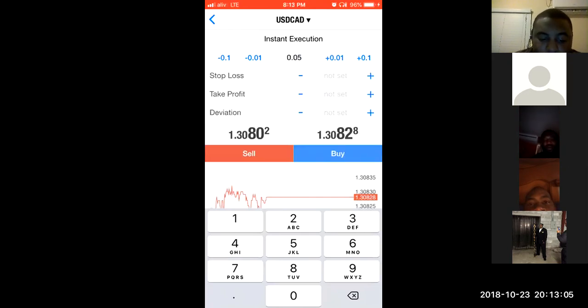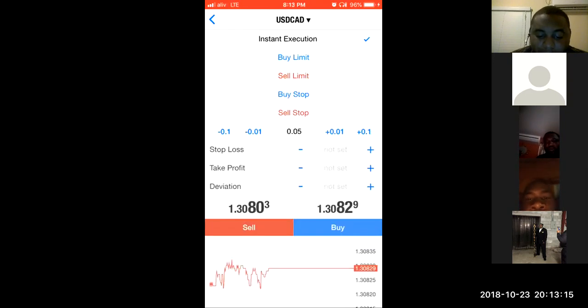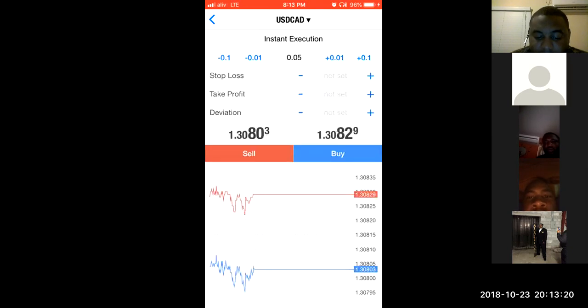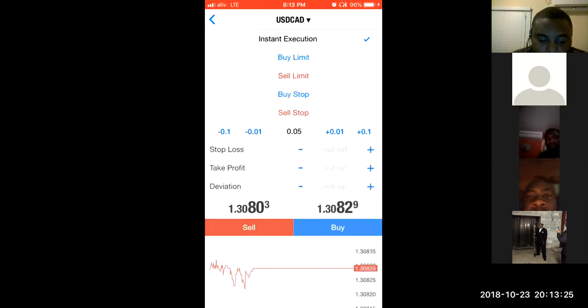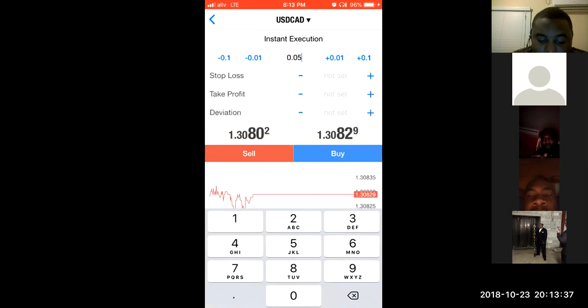I'm in USD CAD. If I wanted to put a pending order in, meaning the trade will activate later when the market actually reaches a spot, I would use a buy limit, sell limit, buy stop, or sell stop. How I got there was I just touched the instant execution. I think on Android it says market execution. All right, so when you're putting in a trade, you don't necessarily have to put in your take profit and stop loss now because you don't have your entries yet. So I can just sell it so I can get in the trade.